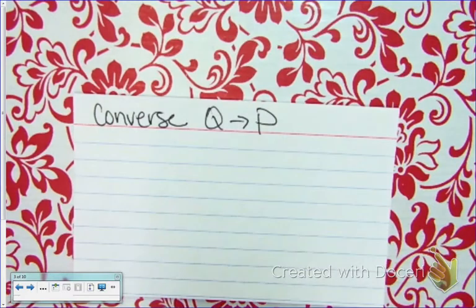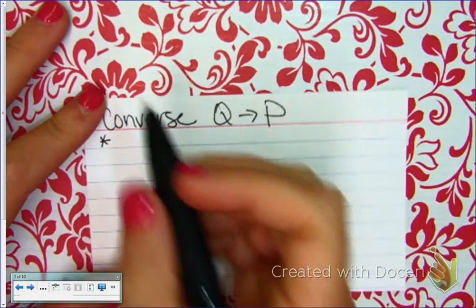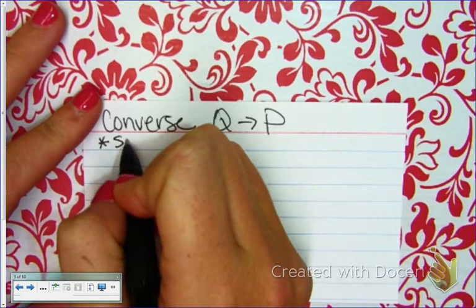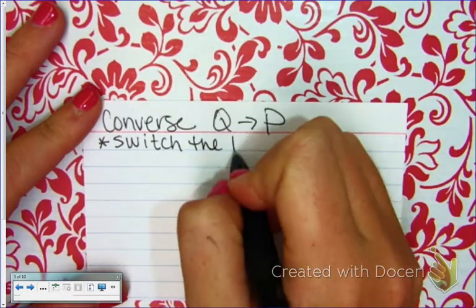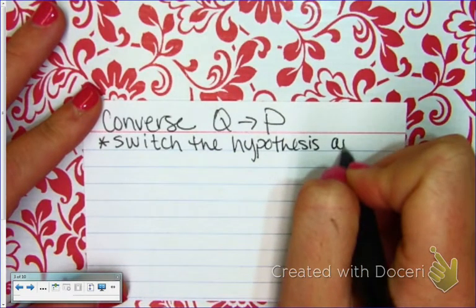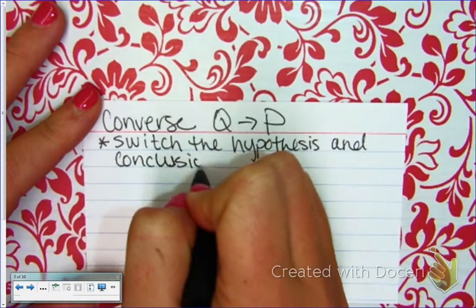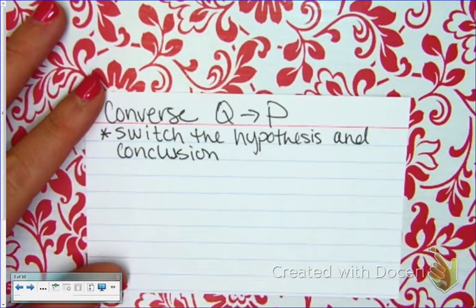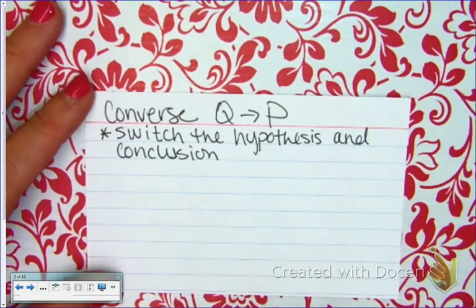It flips it, right. So I'm going to put it somewhere on that page. You're going to put, we switch the hypothesis and conclusion. Okay, so we're not doing anything else but switching the hypothesis and conclusion. Now, we're not going to change anything. We're just going to change the way that it says.